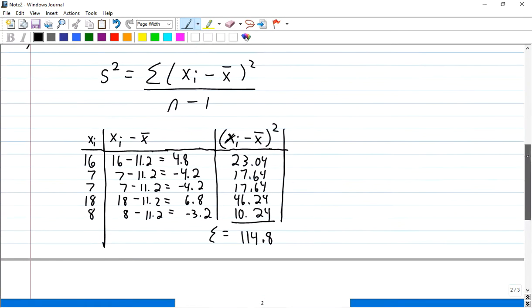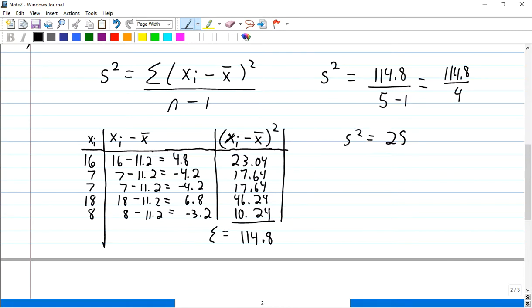So now I have everything that I need to find the sample variance. I'm just going to plug it into my formula. S squared, that stands for sample variance, is going to equal 114.8 divided by n minus 1, where n is the number of data items that we have. We have 5 data items, so I want to divide by 4. This is 5 minus 1. Alright, and so I have variance equals 28.7.